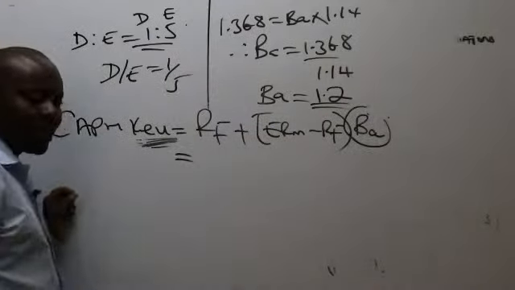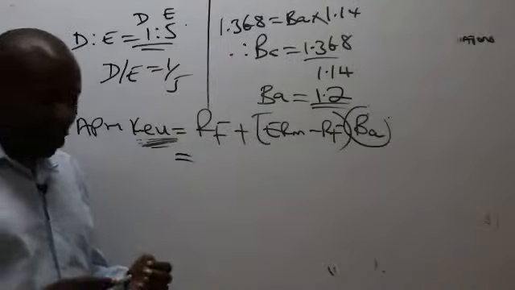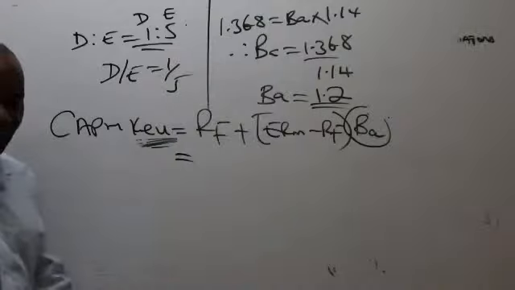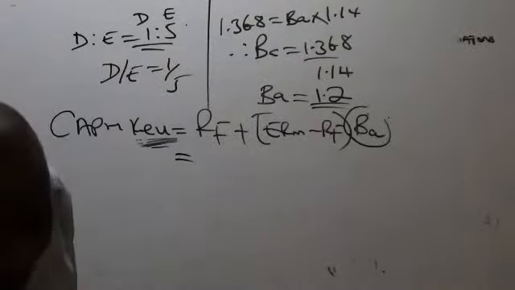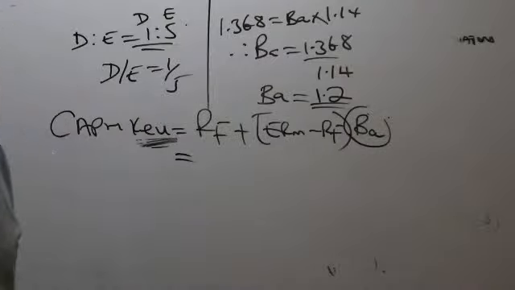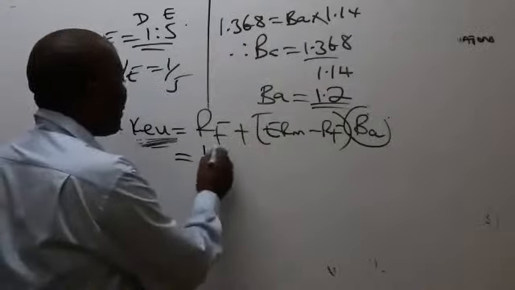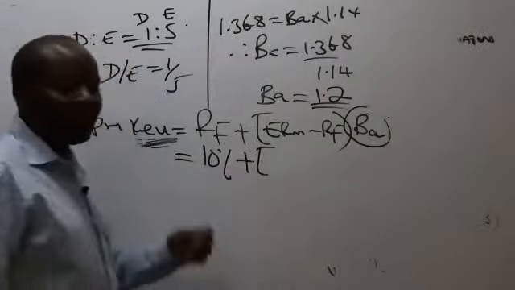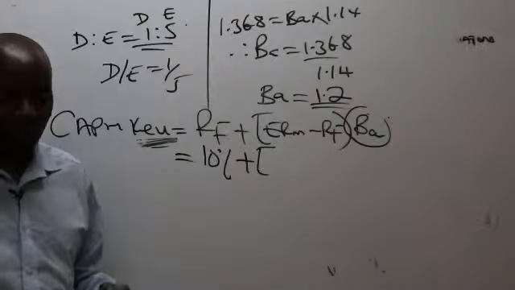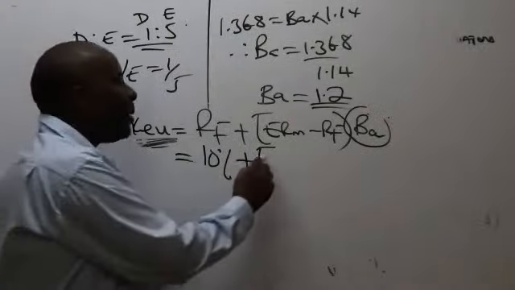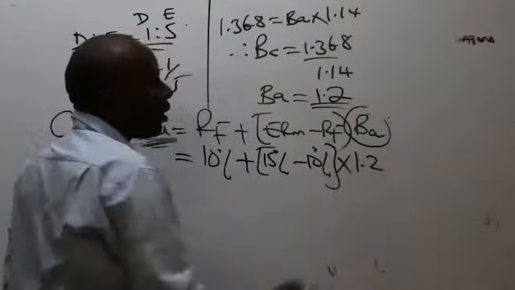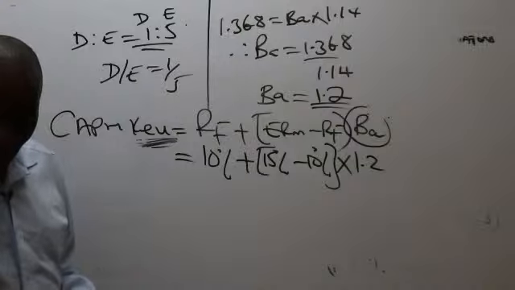Is there anybody who is able to see the risk-free rate of return of this question? Let's see. Risk-free rate of return. They're telling me all of them. It should be 10%. So this is 10% plus. How about the market return of the portfolio? I'm being told it's 15%, minus 10%, multiplied by our beta, which will be 1.2.